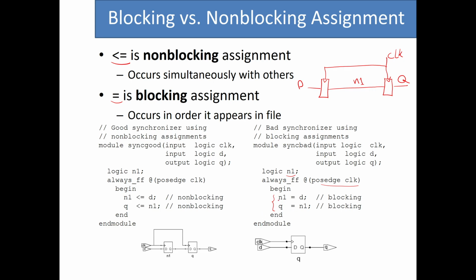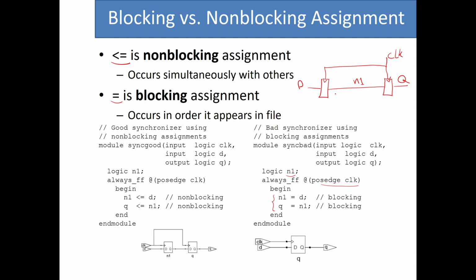But if we put it like this, we just say n1 equals d. Basically the value of d is assigned to n1 and the value of n1 is assigned to q. When we do the synthesis, this is what we get. As you can see, this is simply a D flip-flop. The only change is that we have one internal variable that basically stores the value of d in n1 and then passes it to q, right? So this is not the functionality that we intended. We want to have two flip-flops back to back.